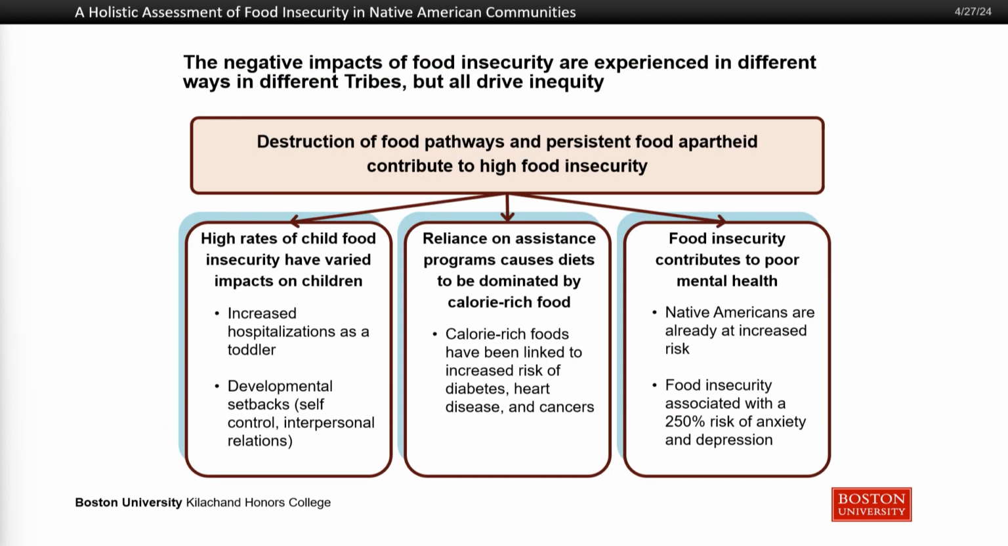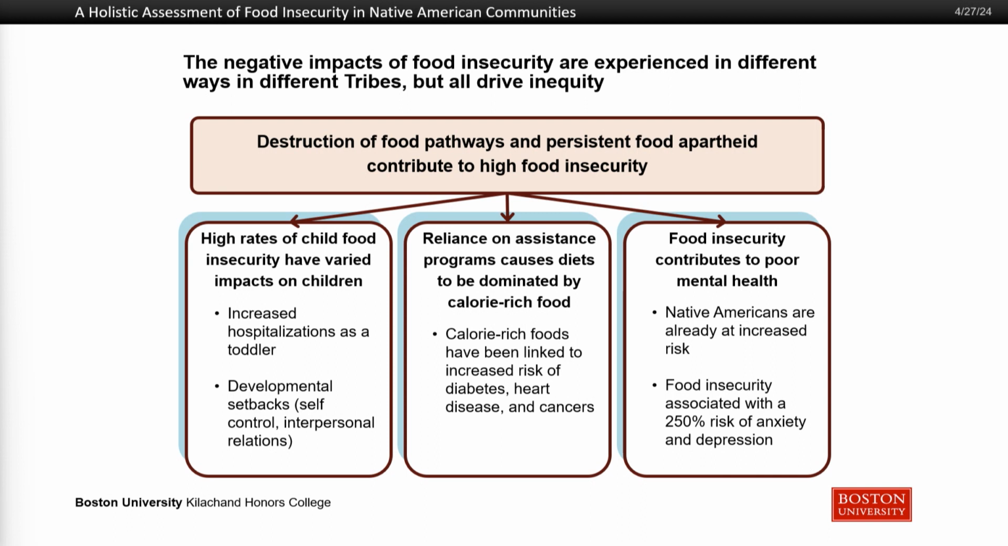Finally, I want to discuss the impacts that food insecurity can have on communities. And these impacts are experienced in different ways by different tribes. No two tribes have the same exact culture or history, and food insecurity is not necessarily experienced in the exact same ways across all these tribes. So the destruction of food pathways and persistent food apartheid have contributed to high food insecurity in Native American communities.